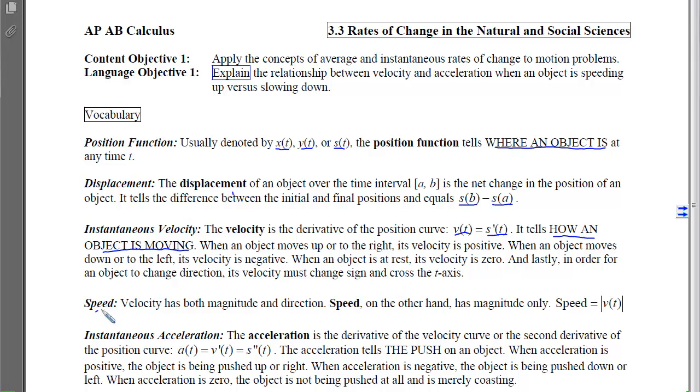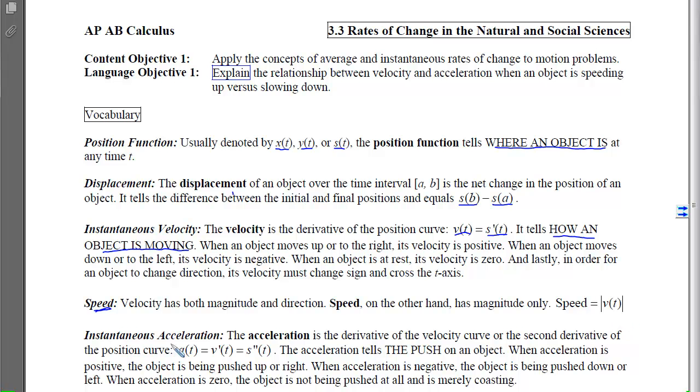Now we've got a new vocabulary called speed. And velocity has both magnitude and direction. Remember, it tells you how fast you're going and the direction in which you're traveling. Whereas speed is just the magnitude. It only tells you how fast you're going instead of giving you the direction. So if we want to strip off the direction and just talk about how fast we're going, we will take the absolute value of the velocity.